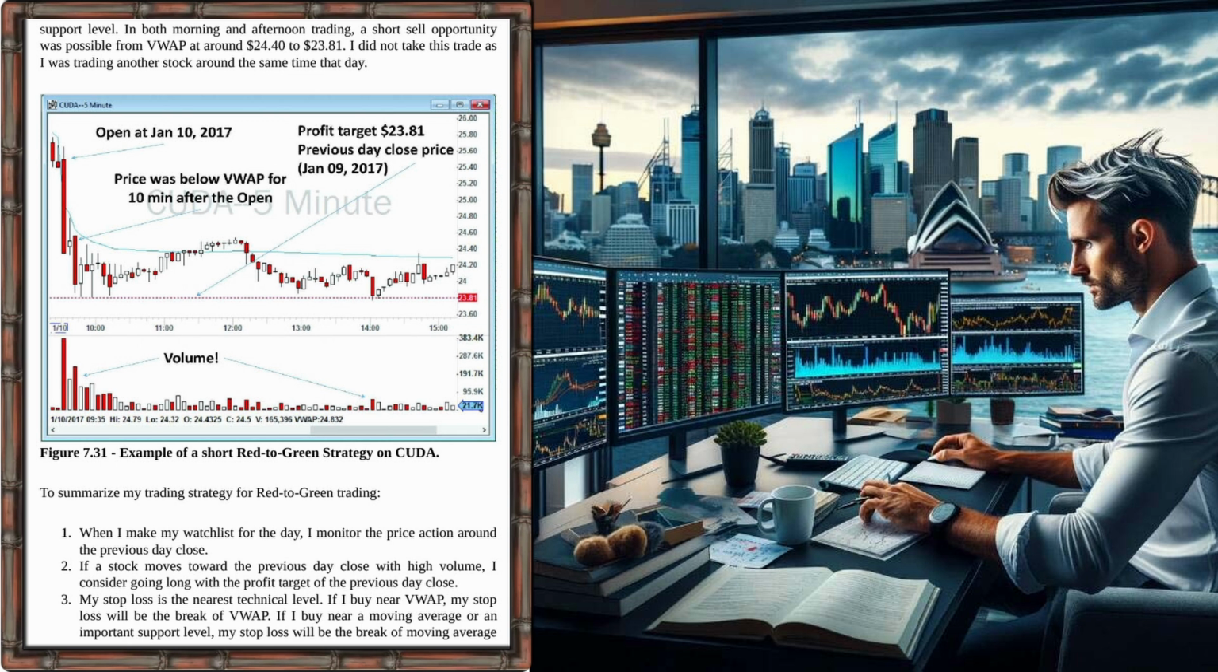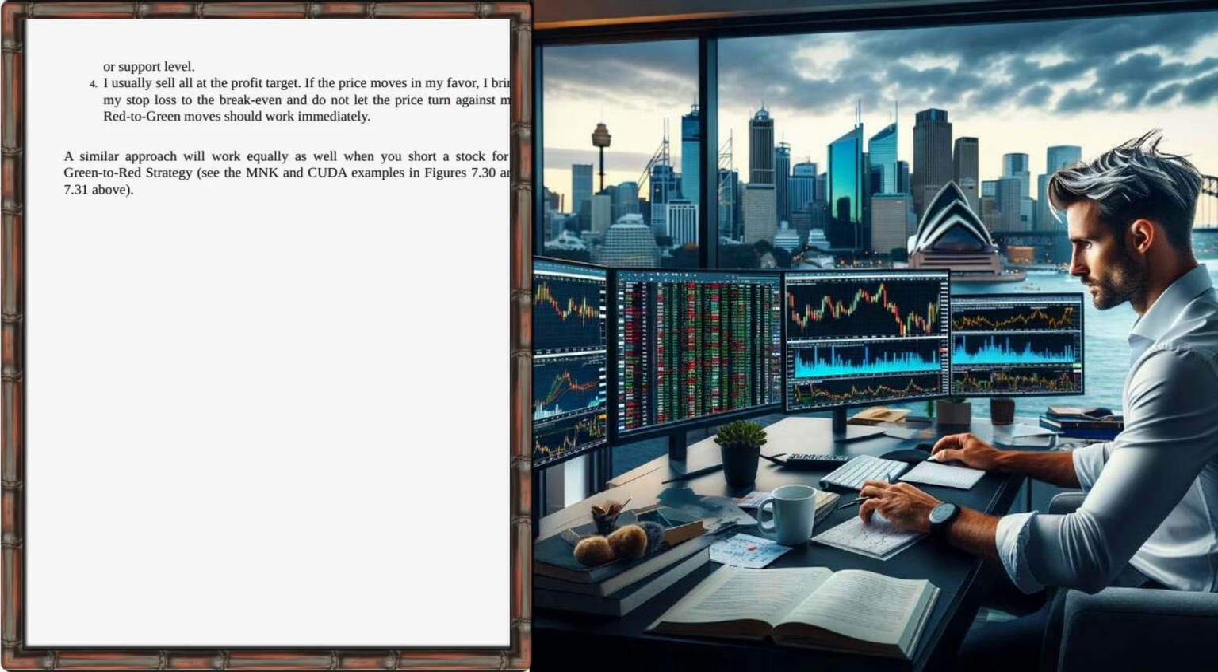To summarize my trading strategy for red to green trading: 1. When I make my watch list for the day, I monitor the price action around the previous day close. 2. If a stock moves toward the previous day close with high volume, I consider going long with the profit target of the previous day close. 3. My stop loss is the nearest technical level. If I buy near VWAP, my stop loss will be the break of VWAP. If I buy near a moving average or an important support level, my stop loss will be the break of the moving average or support level.